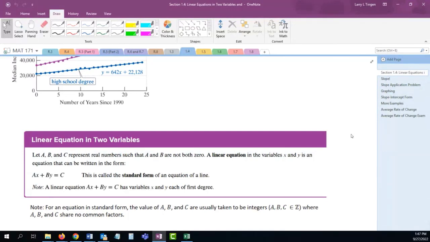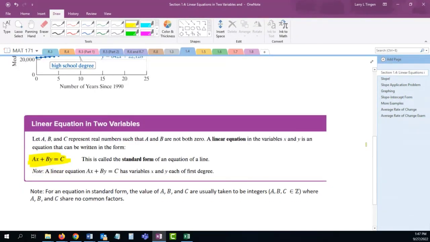A linear equation in the variables x and y can be written in this form. This is called the standard form: Ax plus By equals C. All right, that's the standard form. That is not a particularly useful form for us. We would rather have slope-intercept form or point-slope form, but that is the standard form.